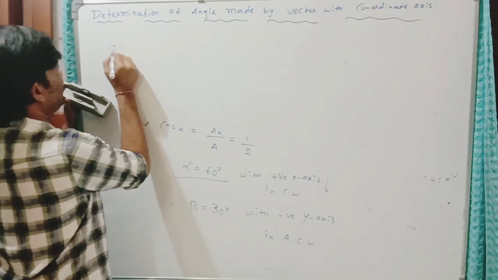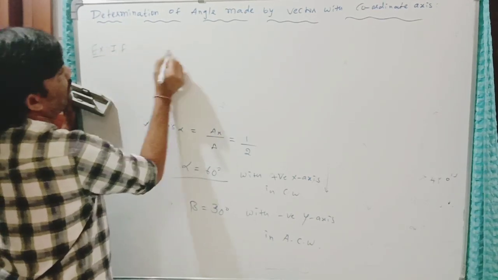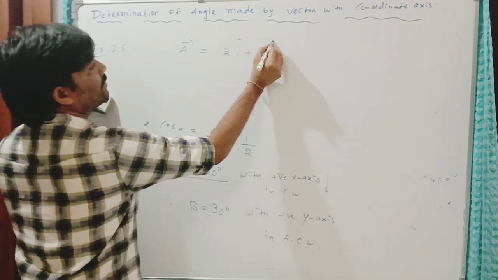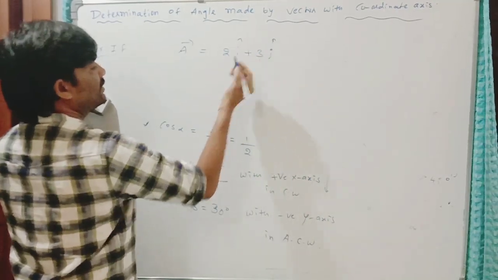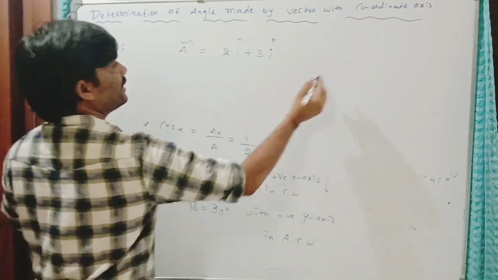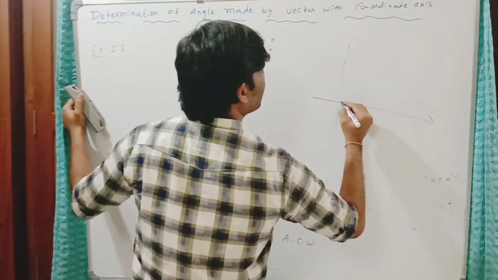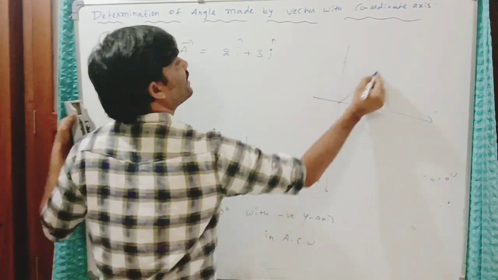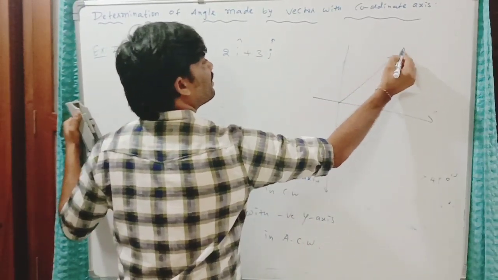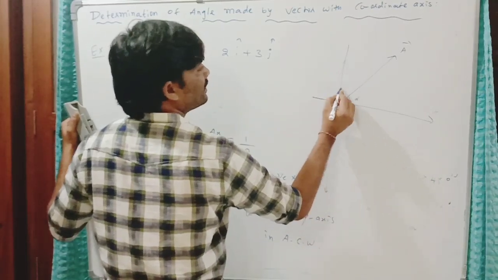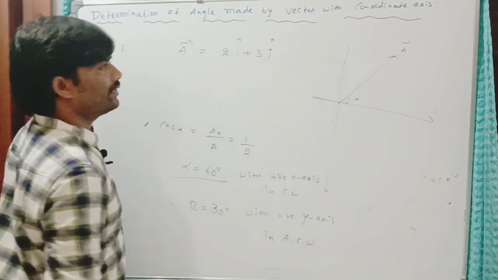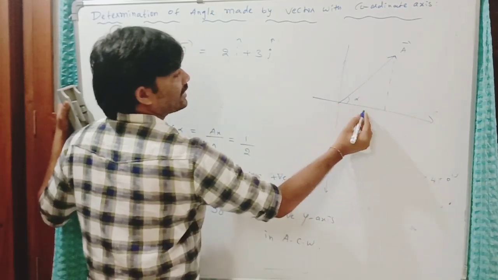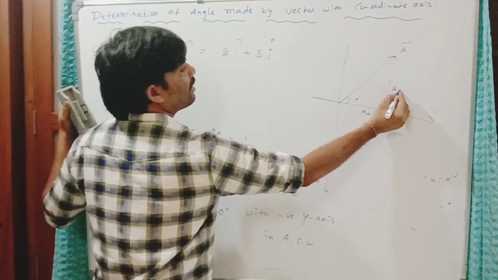If you have a vector A bar is equal to 2i plus 3j, what about this? This vector lies in first quadrant and closer to which axis? Closer to y-axis, like this. This is A. So now this is alpha, this is beta. To know alpha, you can draw the normal line onto x-axis. This is what? It's x component. This is what? Y component.